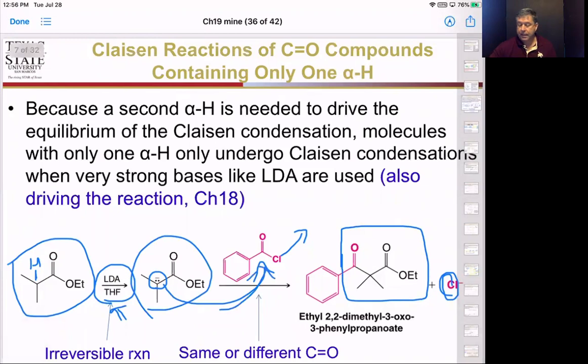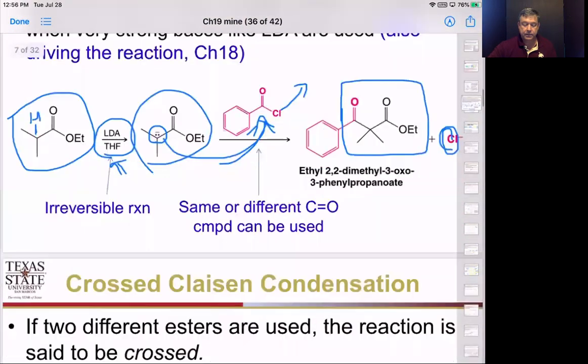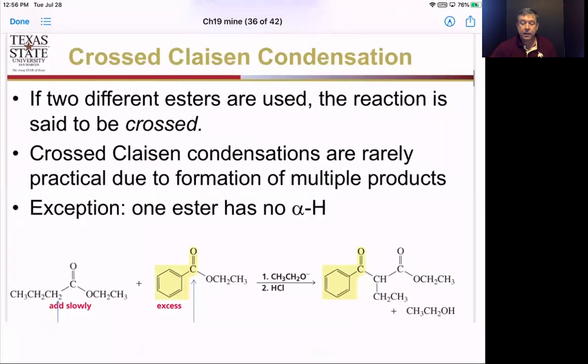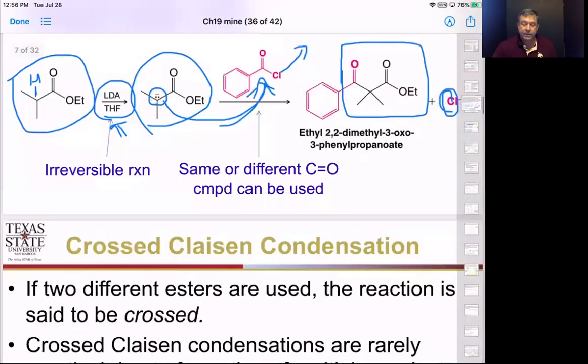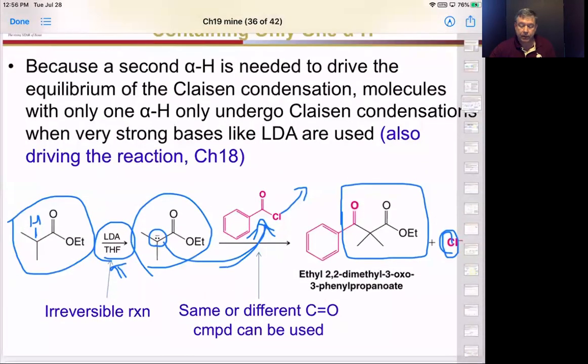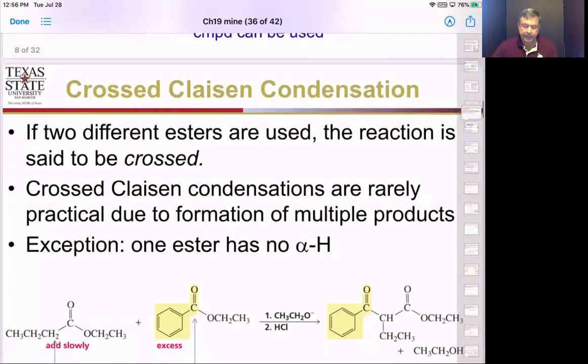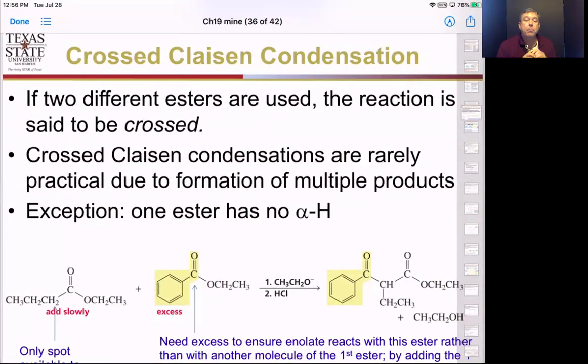Okay, and let's go and talk about the cross Claisen reaction. Okay, in this one right here, we have done a substitution on an acyl chloride. Okay, the cross Claisen reaction is actually similar to that, but you have a total of 2 esters in your system. You're not doing that acyl substitution. You have an ester that does have alpha hydrogens, and you have an ester that has no alpha hydrogens, okay?